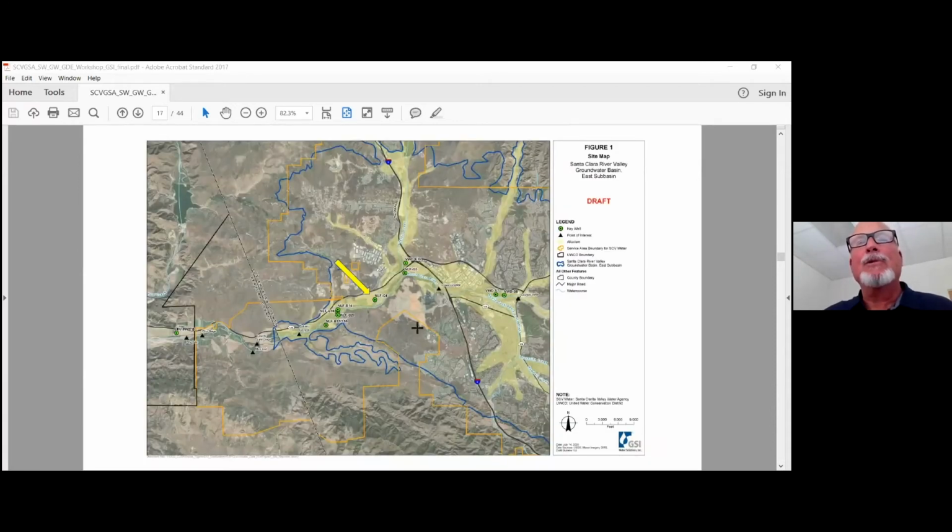All right, next moving on downstream to well C4. This well is close to the confluence where the Castaic Creek runs and discharges into the main channel of the Santa Clara River. We're going to take a look at that hydrograph.